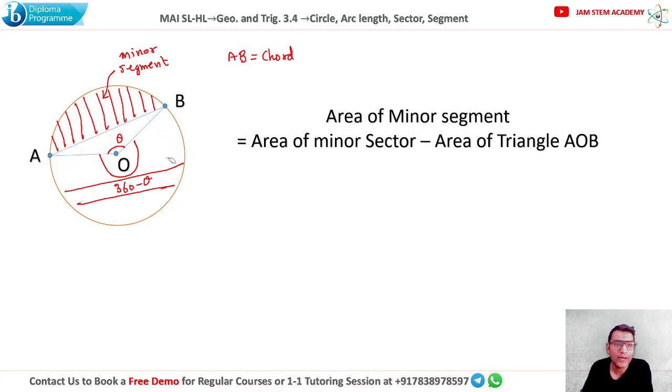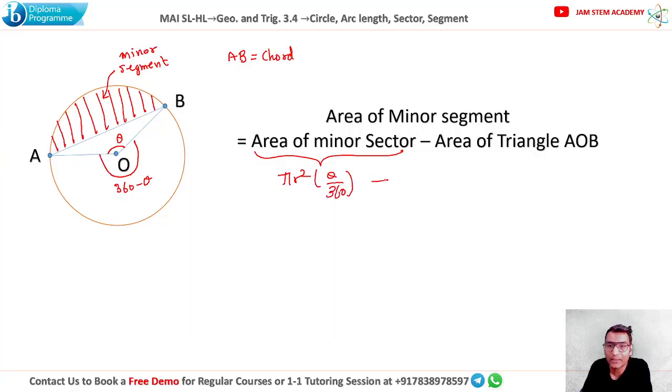Now, how to find the area of this minor segment? In order to find it, simply take the area of the minor sector, which we already know from the previous part: pi r squared times theta over 360, and subtract the area of triangle AOB from it. The area of the triangle is given by half AB sine theta, or you can use half times base times height. That will depend on what information is given in the question.